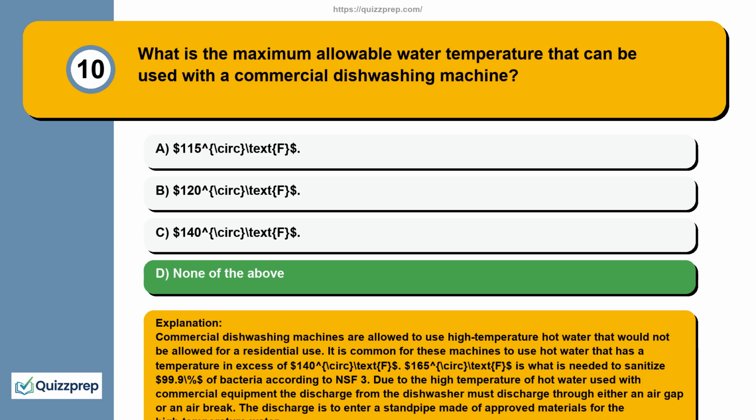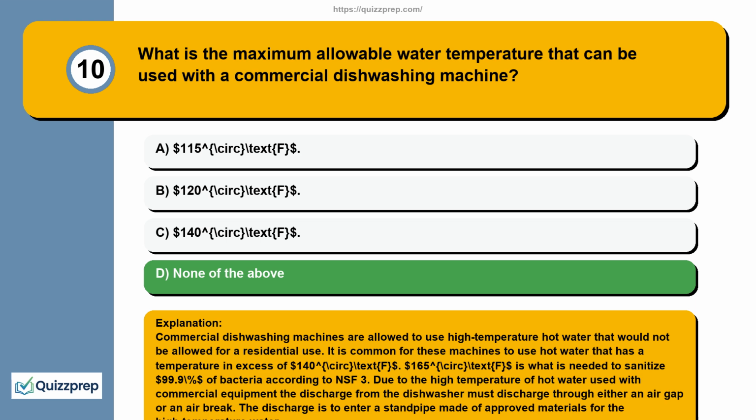Commercial dishwashing machines are allowed to use high-temperature hot water that would not be allowed for a residential use. It is common for these machines to use hot water that has a temperature in excess of 140°. 165° is what is needed to sanitize 99.9% of bacteria according to NSF 3.